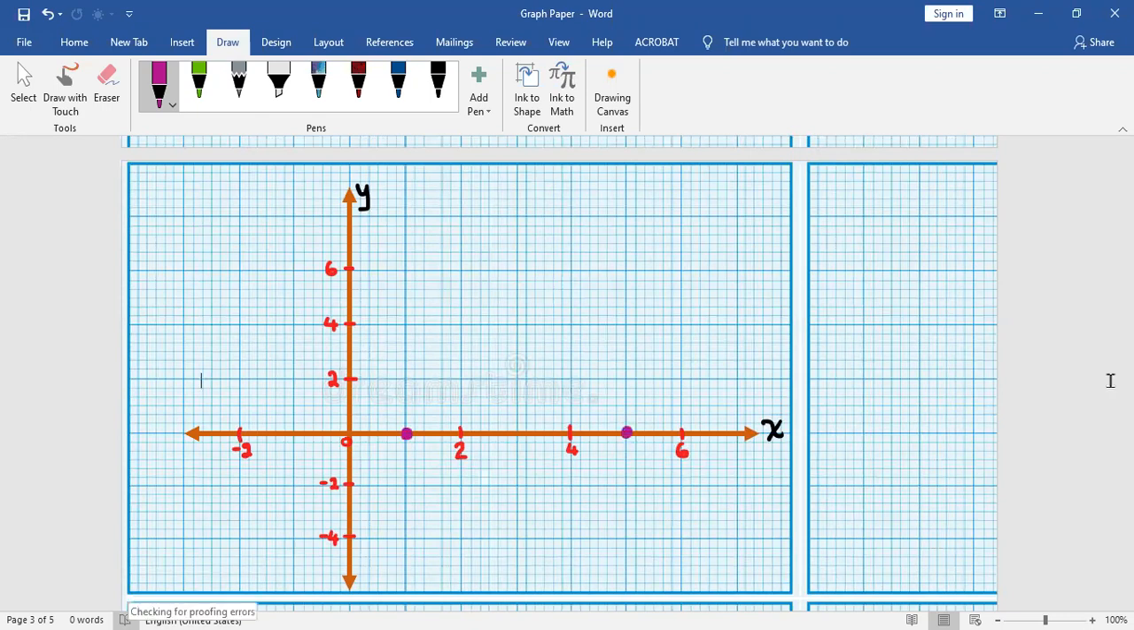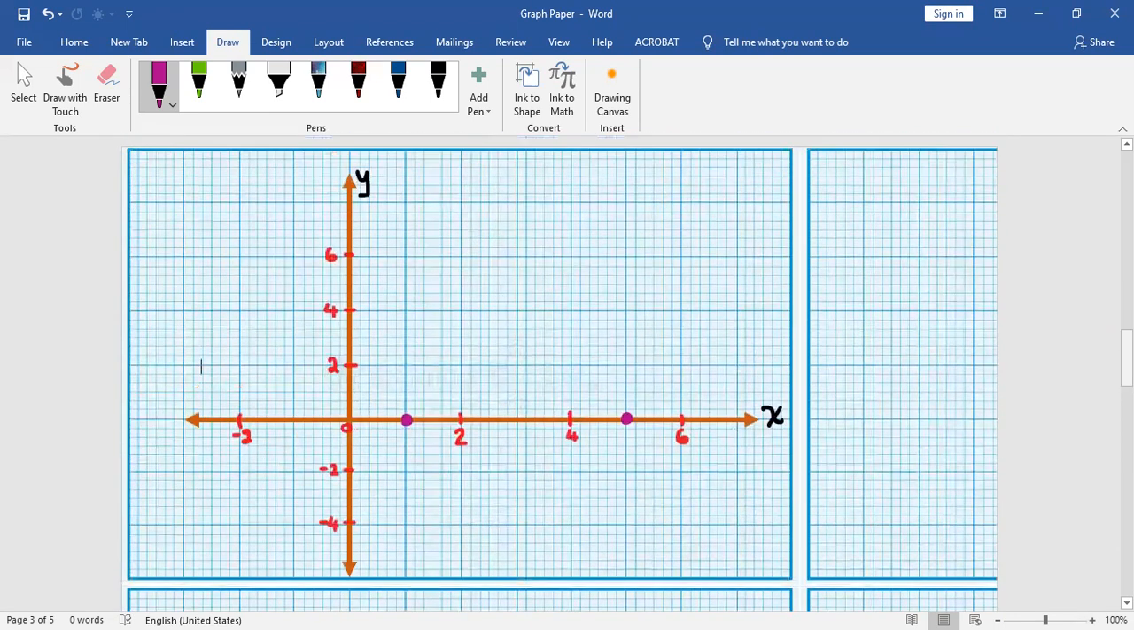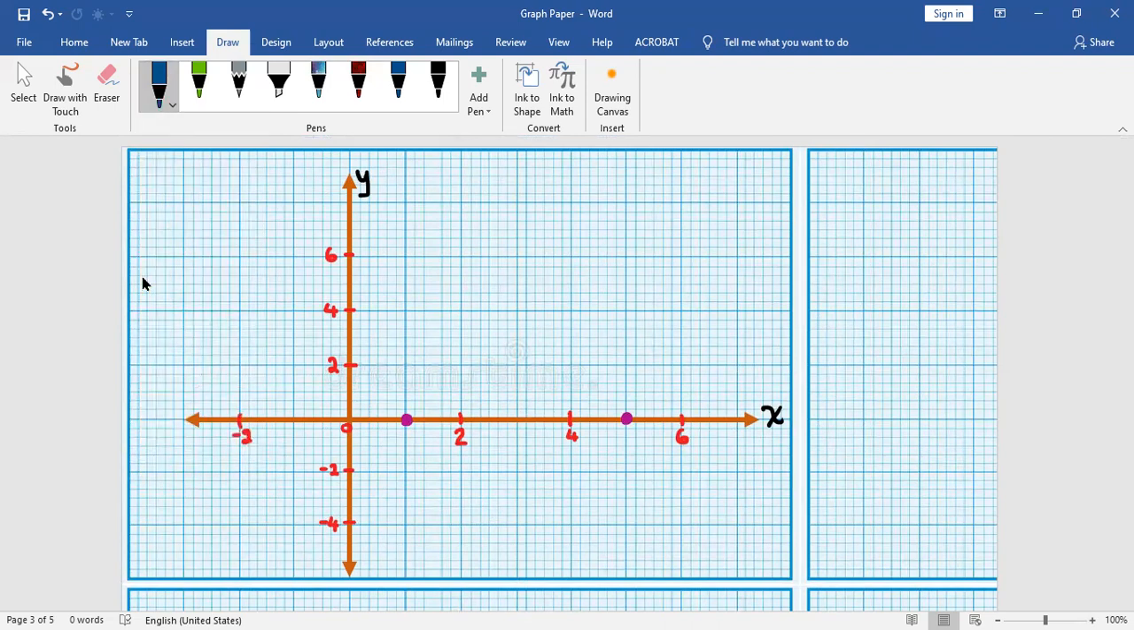Now, let's mark the y-intercept. For the y-intercept, we see that it is (0, 5). So we look for (0, 5). So this is 4 and 6. So 5 is between 4 and 6. Okay, the one that I've put in blue will be the y-intercept.